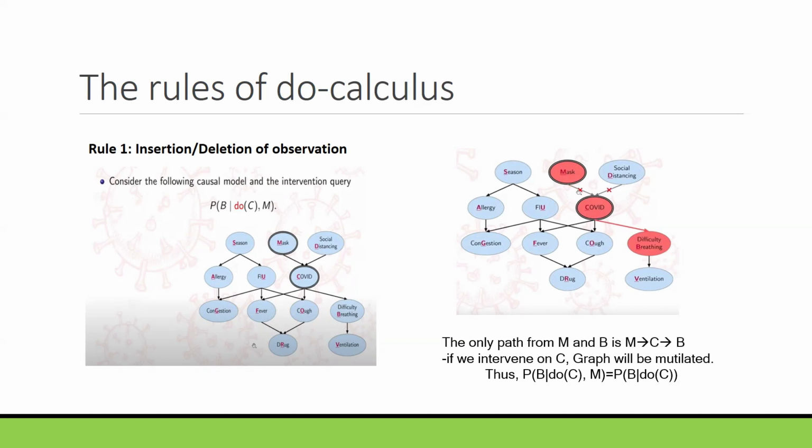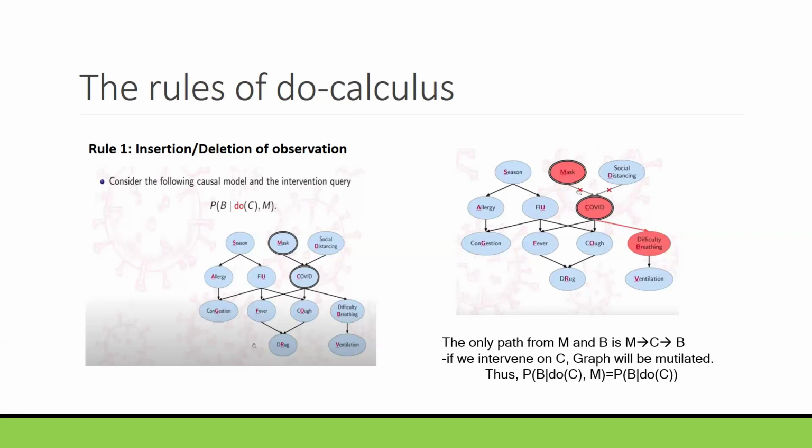This graph is an exemplary graph for COVID. Prior to knowing what was happening with COVID, there was some issue about whether masks can reduce it or not, whether social distance can reduce it or not. But in general, what I want to say is this is a causal graph, that is a DAG. There is some season, some mask, some social distance. Both affect COVID, and having COVID causes some congestion, fever, cough, and difficulty breathing. Difficulty breathing leads you to be admitted to a hospital, and then you need some ventilation. Having cough or fever, you may or may not take a drug. So drug is a collider here.